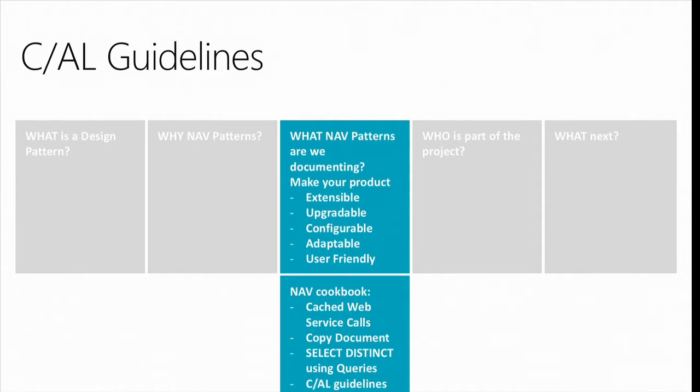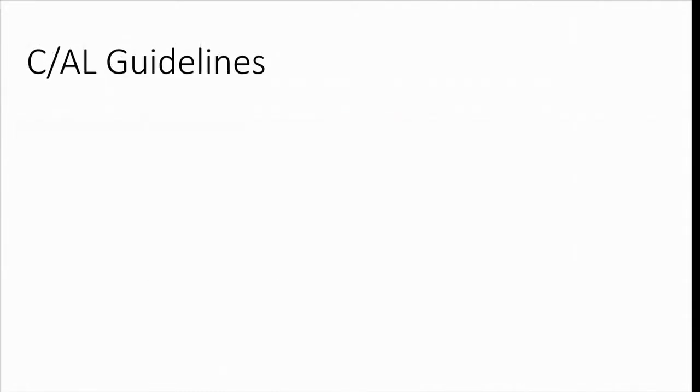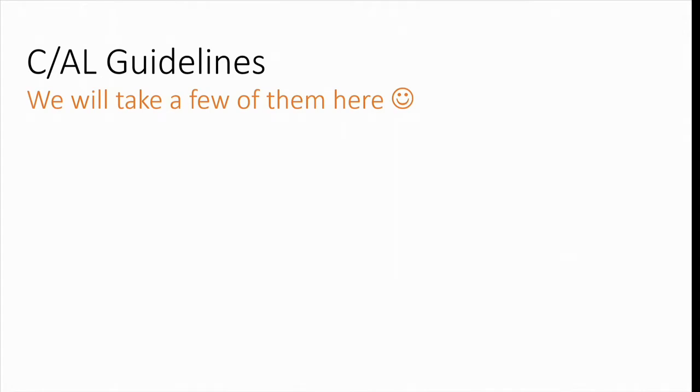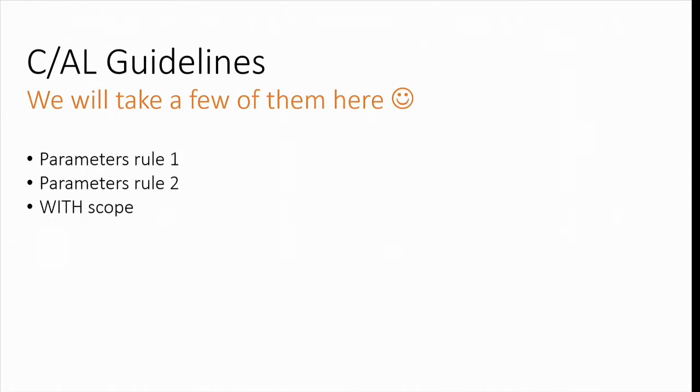I will not go through all the CAL guidelines here. There's a bunch. Some of them are tedious: space, indentation, whatever. I will go back to where you can find them later on, but let's take a few of them here. Two rules about parameters. Something with the wide scope, sorry. And then this little buzzword, cyclomatic complexity. How many of you know that word? Good. You will learn something new then.